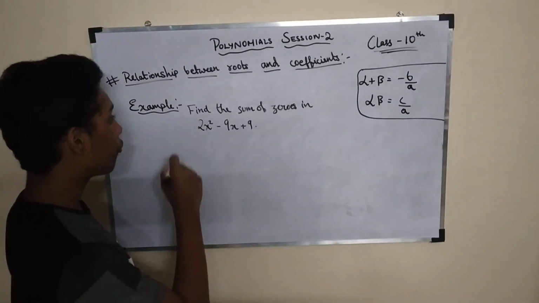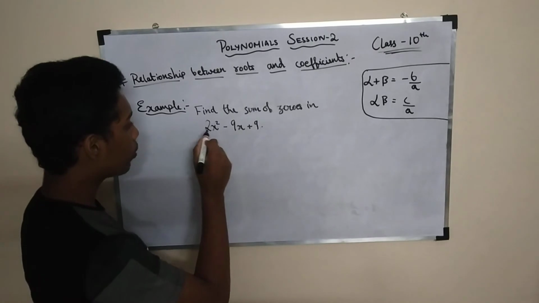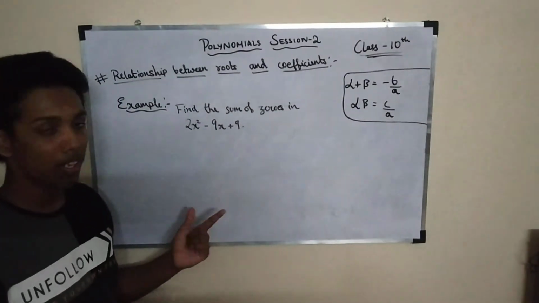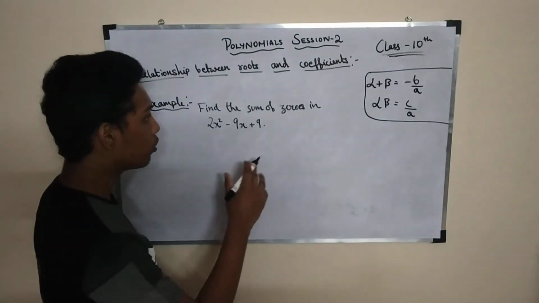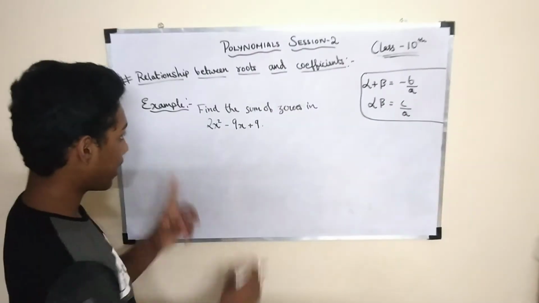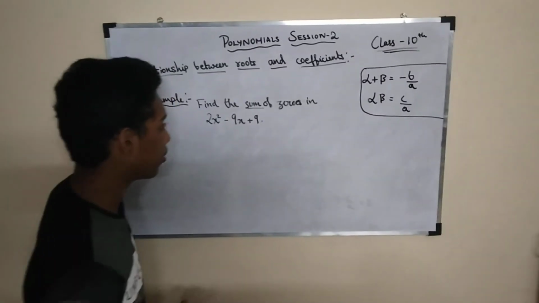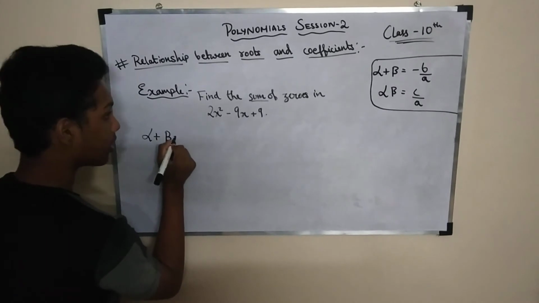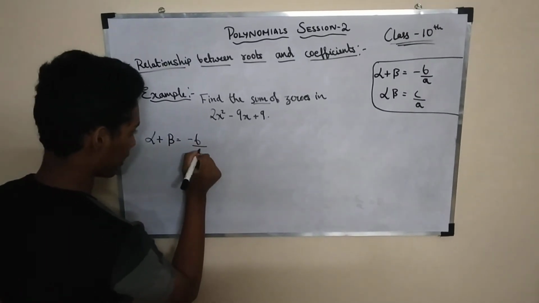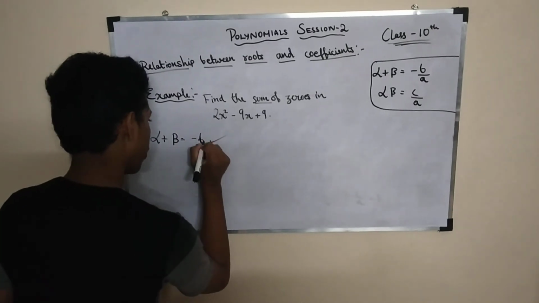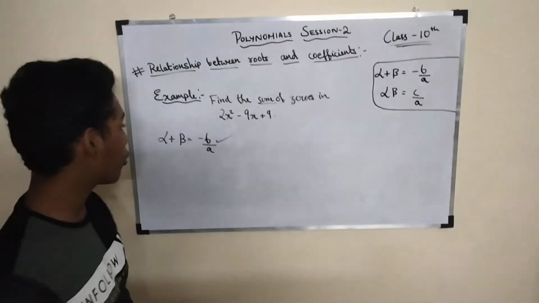Let's read it. Find the sum of zeros in 2x square minus 9x plus 9. So here what formula is to be used? It is alpha plus beta, right? Because alpha and beta are the roots and they are asking the sum of the zeros. So directly we can write that alpha plus beta is equal to minus b by a. They are asking the sum, so we need to find only the minus b by a. Need not find alpha and beta, which we have done for the previous problem.